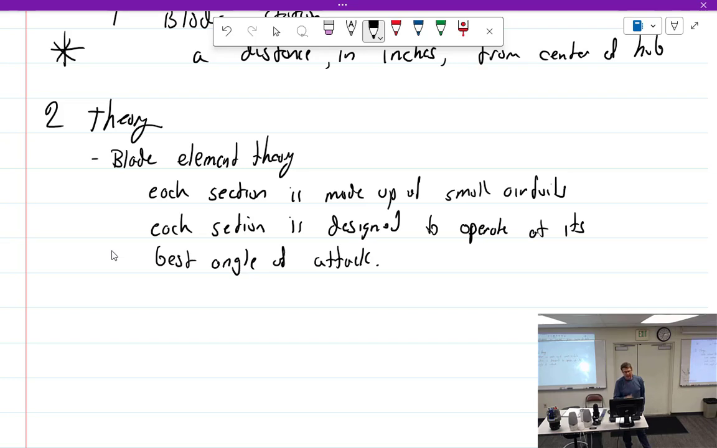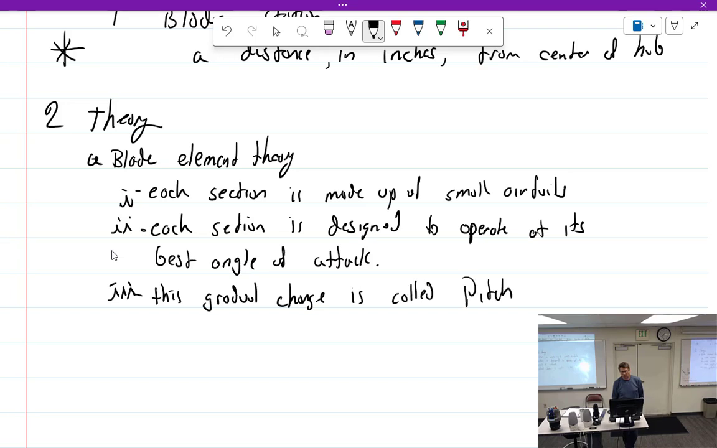So we have all these different little sections put together that are going to create the blade. This gradual change is called pitch distribution. Pitch distribution.